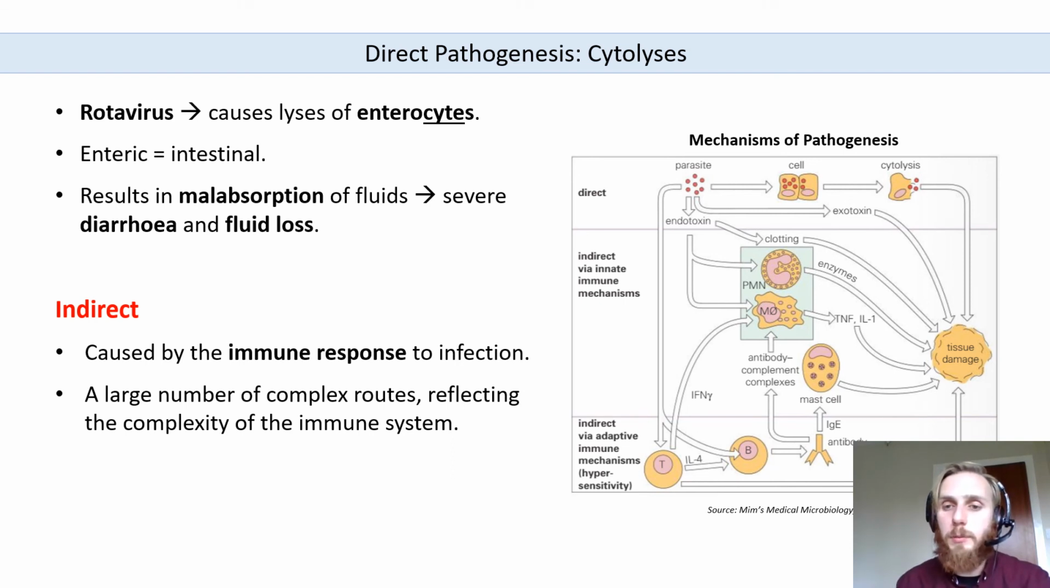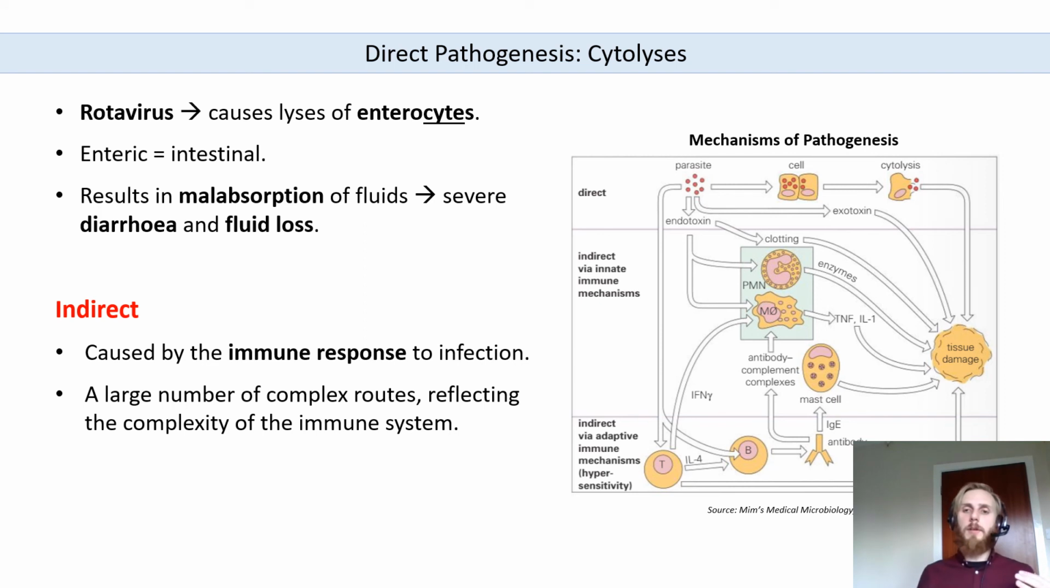Rotavirus as well. Rotavirus will result in lysis of enterocytes, so cells of the GI tract essentially, cells of the lower GI tract of the intestine. Once these cells are lysed, it results in malabsorption. That just means abnormal absorption, so you don't get the normal absorption levels, which means there's fluid loss, because the water is being retained within the lumen of the intestine and is not being absorbed by the cells lining the intestine. So ultimately this results in diarrhea. Again, a pretty clear example of how viruses are directly causing pathology through the lysis of cells.